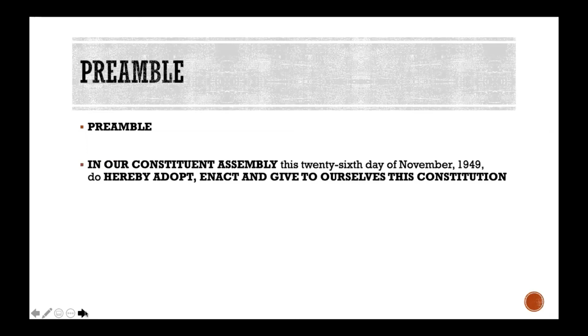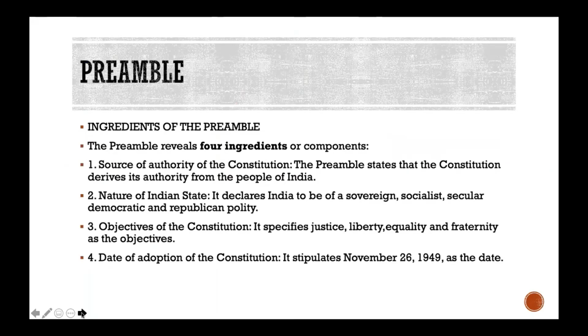So this is your preamble. The preamble reveals a few ingredients or components. First thing is, it's a source of authority of the constitution. The preamble states that the constitution derives its authority from the people of India. So we, the people of India. Nature of the Indian state: it declares India to be a sovereign, socialist, secular, democratic, republican polity. Not all of these things were introduced originally. Some have been amended later.